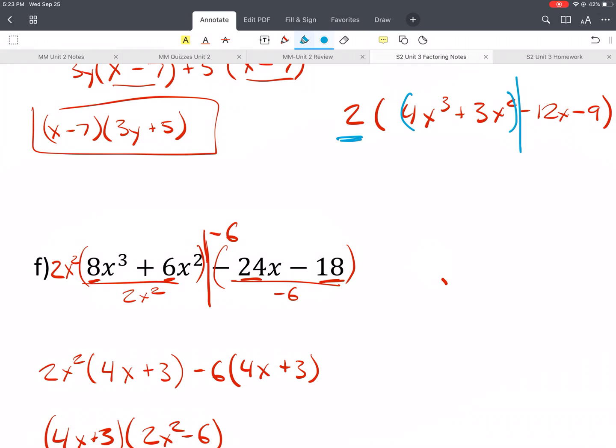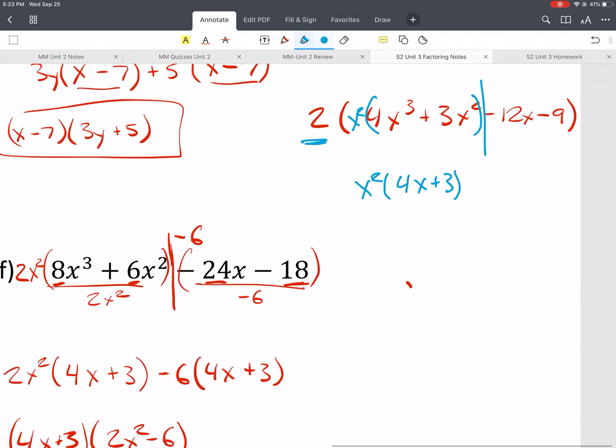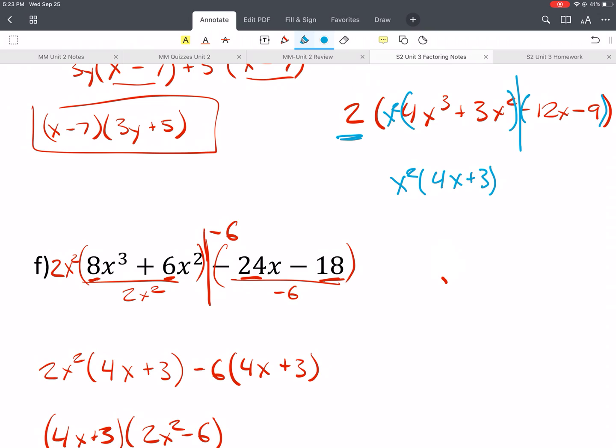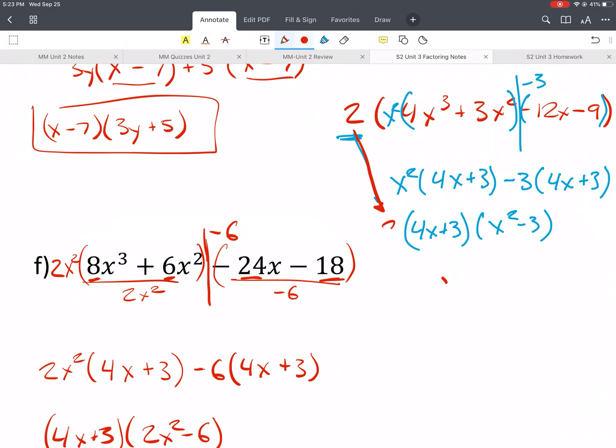So here the greatest common factor for this would just be an x squared. So we'd end up having x squared times 4x plus 3. And then for this side, greatest common factor would be a negative 3. So we'd have minus 3 times 4x plus 3. So we'd have 4x plus 3, and then we'd have x squared minus 3. And then here you would bring that down, and we'd put our 2 out there. So this is fully factored.